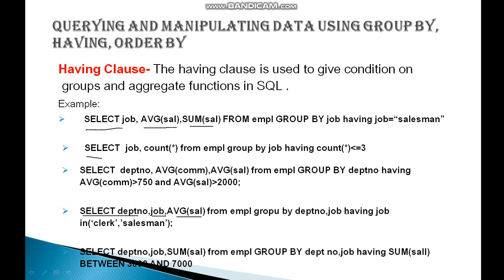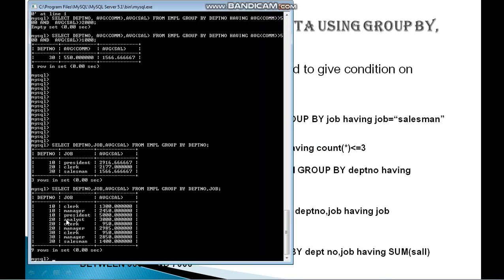What it is, having job in clerk and salesman. Till now you are getting all the values for all the jobs, but I want to display only the records whose job is clerk and salesman, not all the records. I want to display the department numbers whose job is either clerk or salesman, and what is their average salary. So for that, what I have to do is give the condition using the having clause.